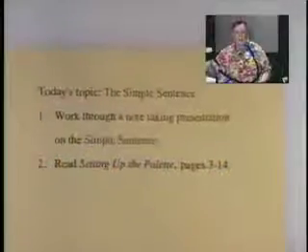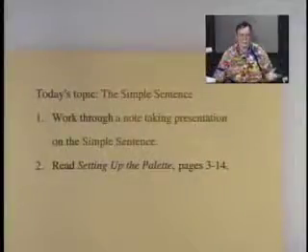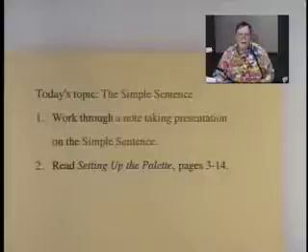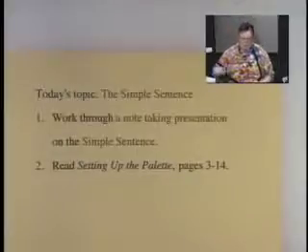So now we're ready to start business. And today's topic, these are the things I hope we cover. We're going to start with a note-taking presentation on the simple sentence because I'm reviewing grammar for you from scratch. And to that end, we're going to use your Setting Up the Palette book on page 3. Those of you in studio can turn to page 3 and leave it, and we'll go through. You can underline, highlight, make notes as we go. It's the Setting Up the Palette book on page 3.